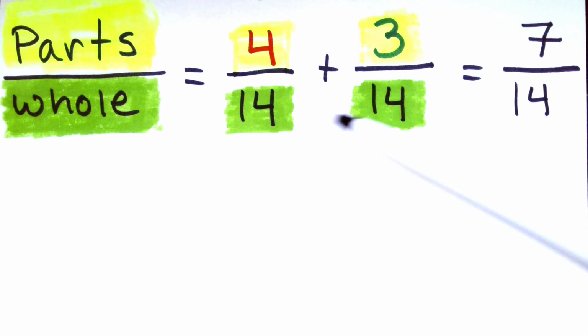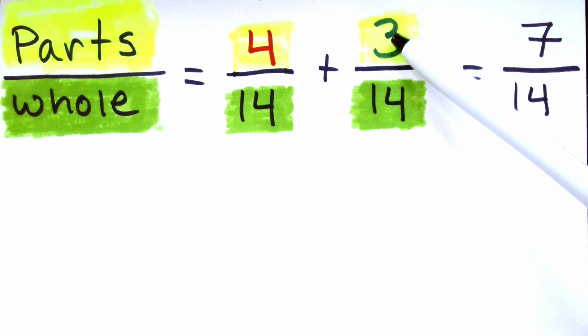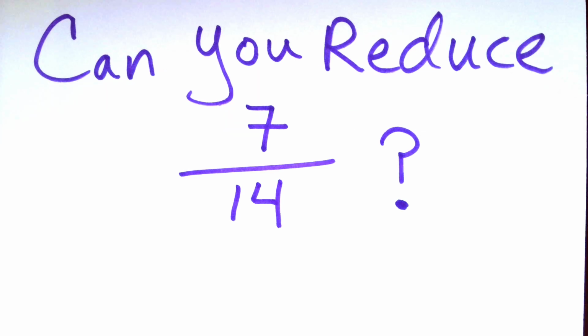It stays the same throughout the problem into the answer, right? What's 4 plus 3? It's 7. 7/14. And some of you are saying, whoa, wait a minute, option D was 7/14. But what do I always ask you? You always have to reduce or simplify your fraction, right?